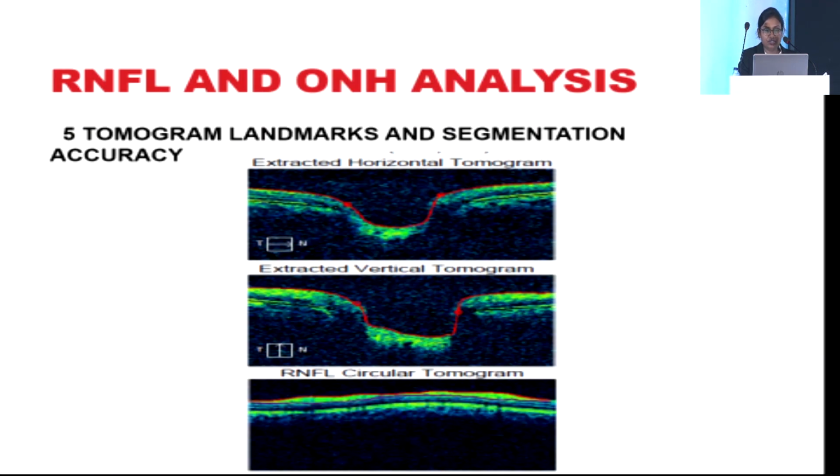Then there is segmentation. We should look at the landmarks in the segmentation accuracy. For example, this is the horizontal tomograph, this is the vertical tomograph, and this is the circular tomograph. And we can see that this black line is the Bruch's membrane line, and where it terminates is called the Bruch's membrane opening. This red line is the internal limiting membrane line. So the shortest distance between the Bruch's membrane opening and the internal limiting membrane is what is considered as the retinal nerve fiber layer thickness. So the segmentation should be accurate. Sometimes the segmentation is not accurate because of the disease or because the patient has moved the eye. So we have to look at this segmentation to make an accurate diagnosis.